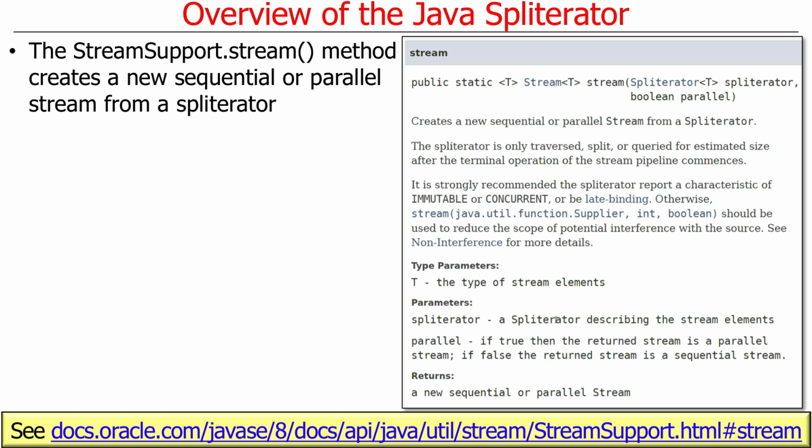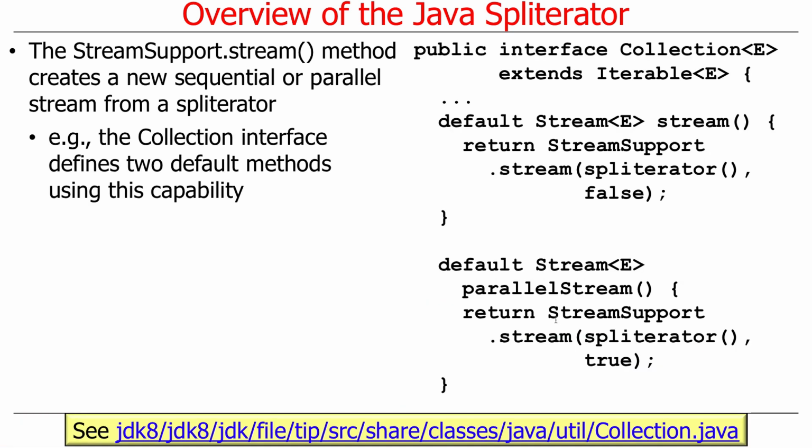So if parallel is false, it'll make a sequential stream. If parallel is true, it'll make a parallel stream. For the time being, we're just going to focus on sequential streams, but this is how it works under the hood. And in fact, if you take a look at the source code for Java, and you look at the Collection.java interface.